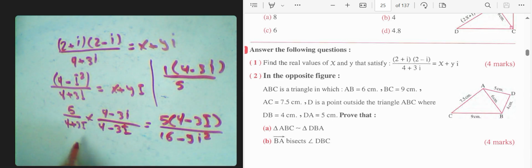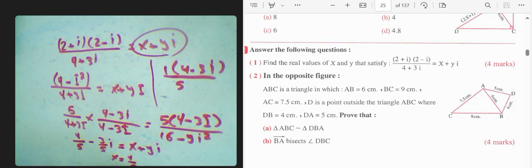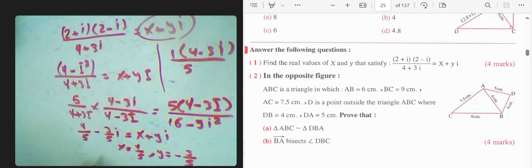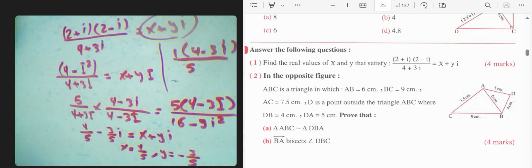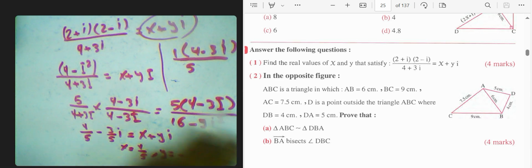Then the result will be 4 over 5 subtract 3 over 5 i. It's equivalent to x plus yi. So the value of x here will be 4 over 5. You can write x equals 4 over 5 and y equals negative 3 over 5. We have the value of x and y. Understood? The value of x is 4 over 5 and y equals negative 3 over 5. It's very easy. Okay, next examples.